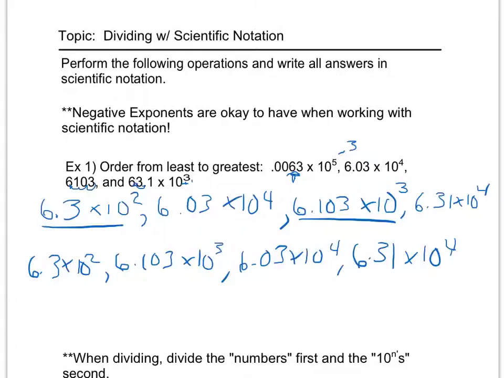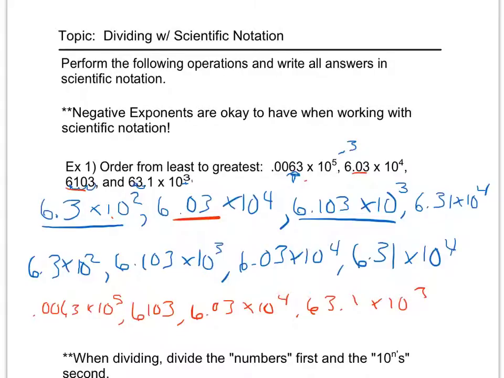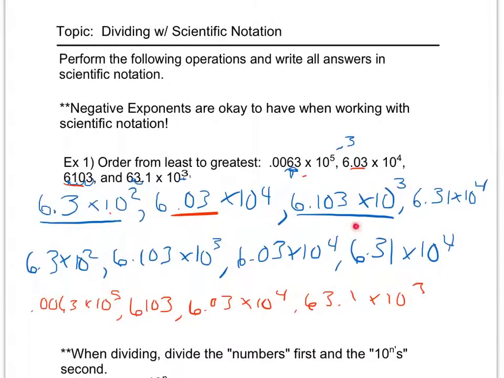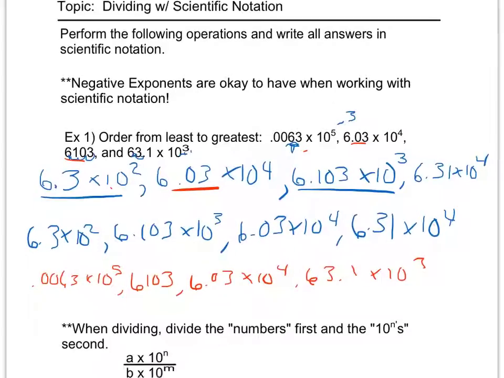Sometimes they'll want you to put them back in the form they were given, so I could either write it like that, or I could say that this was my first smallest, 0.0063 times 10 to the 5th. My next smallest was 6103. My next smallest was 6.03 times 10 to the 4th, and then 63.1 times 10 to the 3rd, depending on what your problem is asking you to do. If it does not specify, you can feel free to put your answer either in scientific notation or back in the original form. Moving on to dividing.